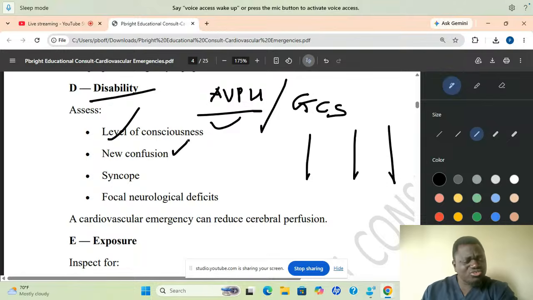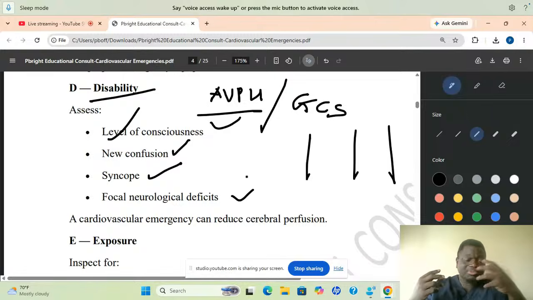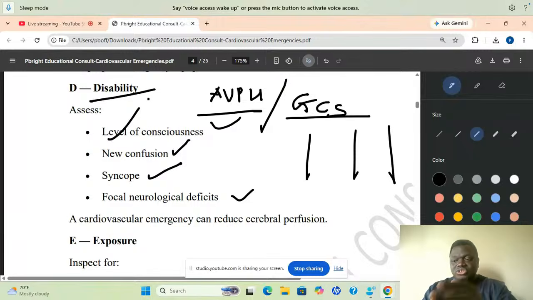You know your level of consciousness? Is there any confusion or new confusion? Is the patient passing out, or has already passed out, or alert? Is there any focal or neurological deficit? Cannot raise the hand, there is facial drooping, pupils are fixed, they cannot even follow your arms. After this assessment, you will quickly know all these disabilities.